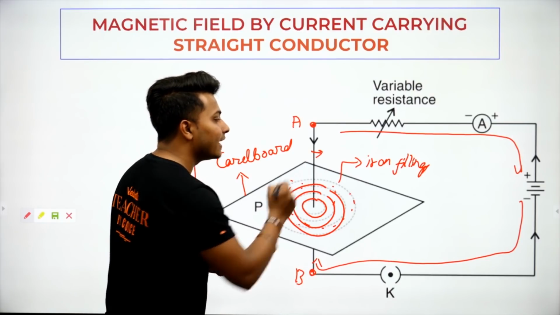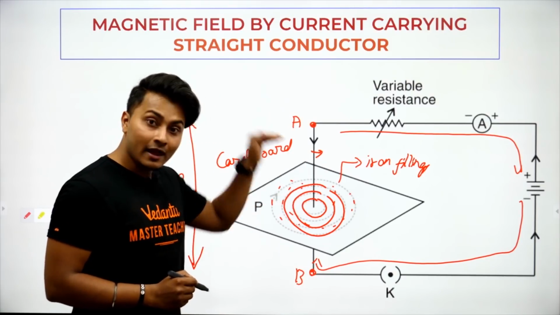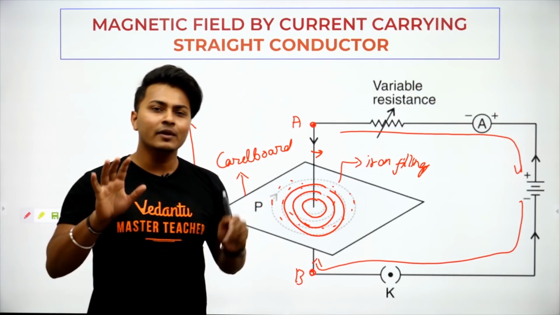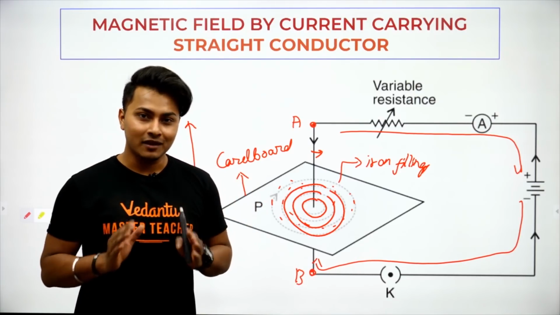Nothing but the conductor itself. The conductor itself becomes the concentric circle. It is just like one simple thing. How many of you guys, definitely you must have done this in your childhood.